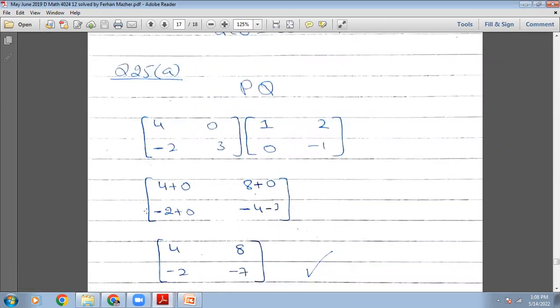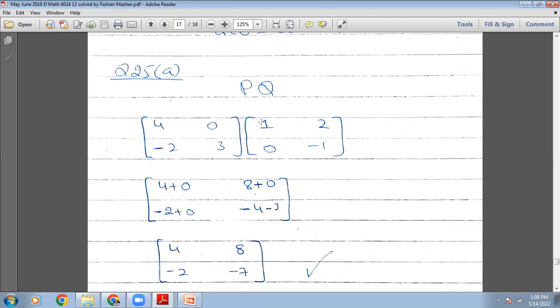Very simple and straightforward question. From the first matrix, I will take the rows, and from the second matrix, I will take the columns. This row will multiply with this column, then this row will multiply with this column. Then the second row will start multiplying. This second row will multiply with the first column, then the second row will multiply with the second column.